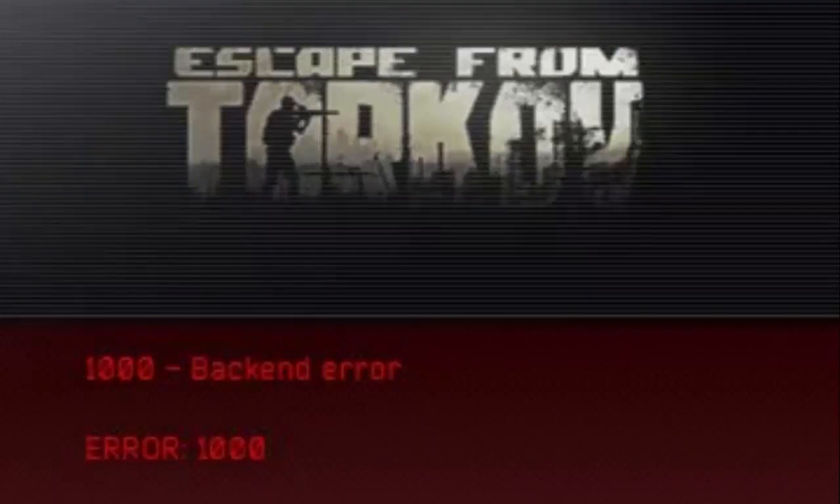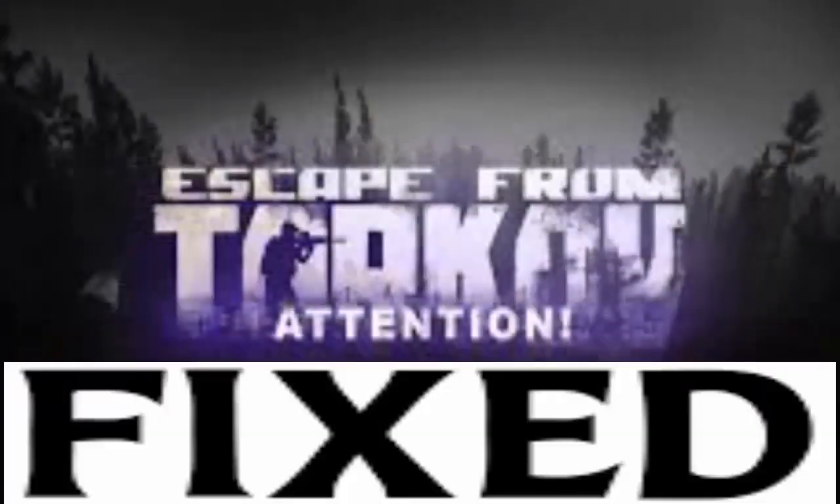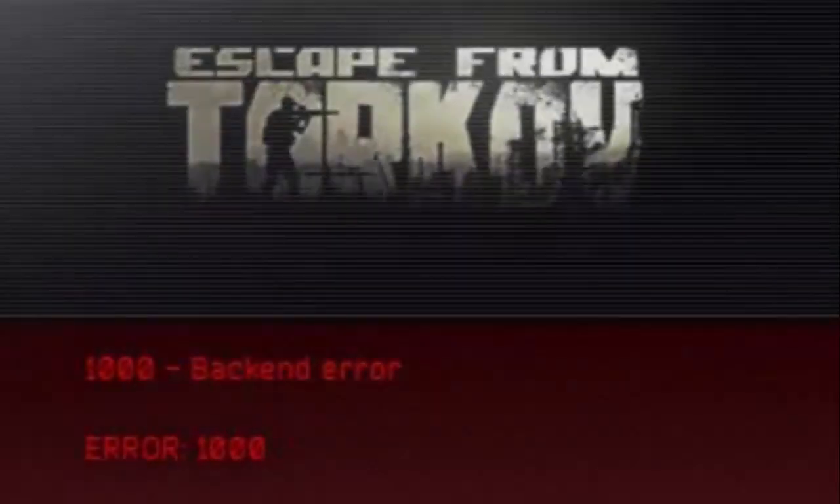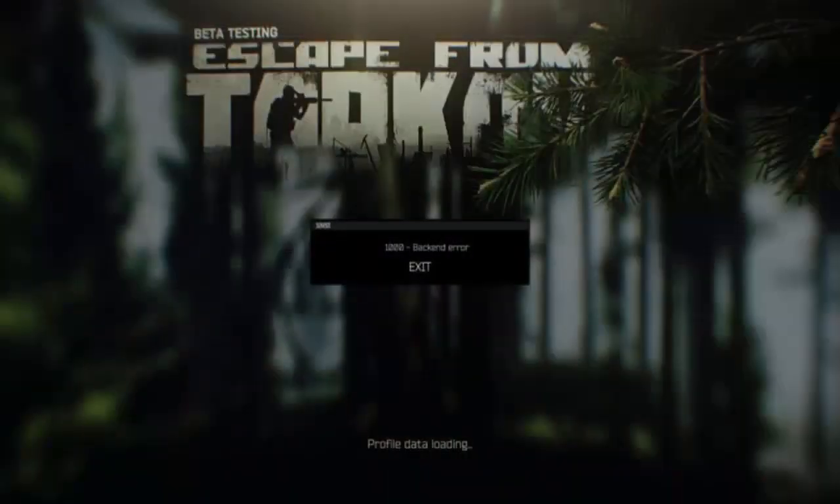According to some players' experience, all the loot they felt they had lost due to the backend error is recovered once the error is fixed by the developers. You may also come across the 1000 backend error Tarkov when the game is having a technical update of servers, due to which there are some problems with connection to the game and the match.